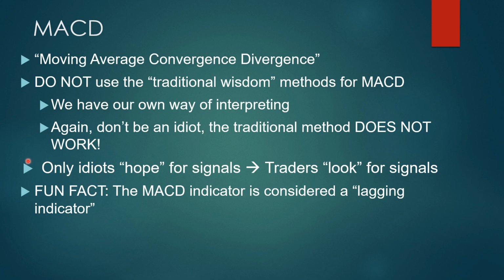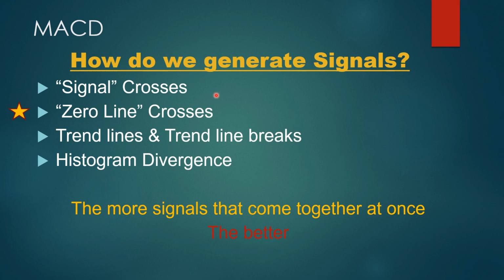One thing I really like to remind people of is only idiots hope for things. Don't hope for signals. We look for these signals. Real traders look for signals. They don't hope for them. Another fun fact for you, the MACD indicator is considered to be a lagging indicator, meaning it lags price action. Okay, so how are we going to use MACD today? There's a few things. What I just showed you, the traditional wisdom, is called a signal cross.